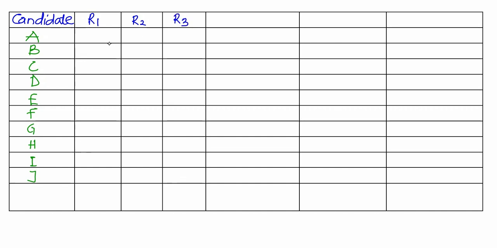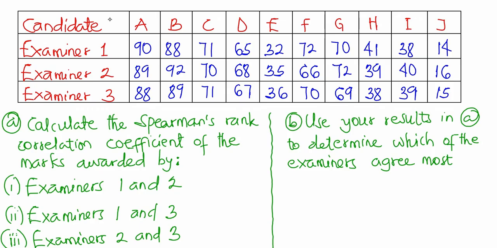Now, we go back to the question and rank the values. Later, we come and transfer them here in this table. So for examiner 1, looking at the row for examiner 1, we can see the values 90, 88, 71 to the last value 14. So the ranking goes this way. The highest number will take the first rank, followed by the next highest number, which will take the second rank, to the least number or lowest number, which will take the last rank.